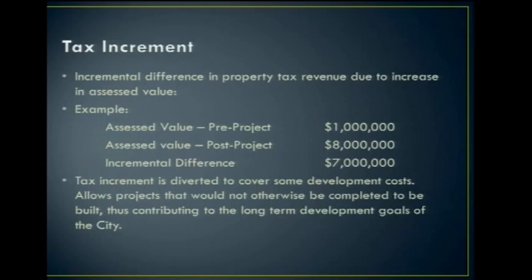Just a little bit about tax increment, just so that citizens can understand. Tax increment refers to the incremental difference in property tax revenues due to an increase in assessed value. So for example, if you have a piece of property that's pre-project worth $1 million, and then you invest some money into it and create a new project, and at the end of the project it's worth $8 million, that incremental difference of $7 million can now be diverted to cover some of the development costs.